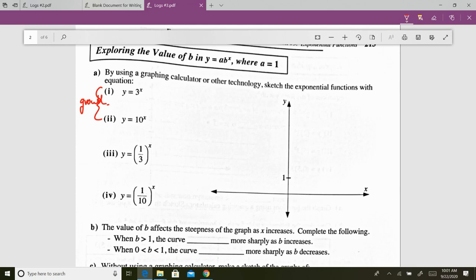Sorry? The base is not a fraction. Okay. If the base is a fraction, it's a decay graph. So these are decay.